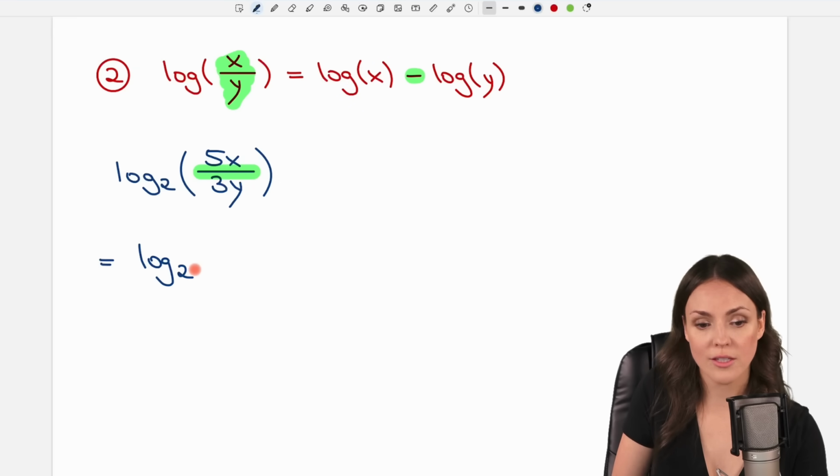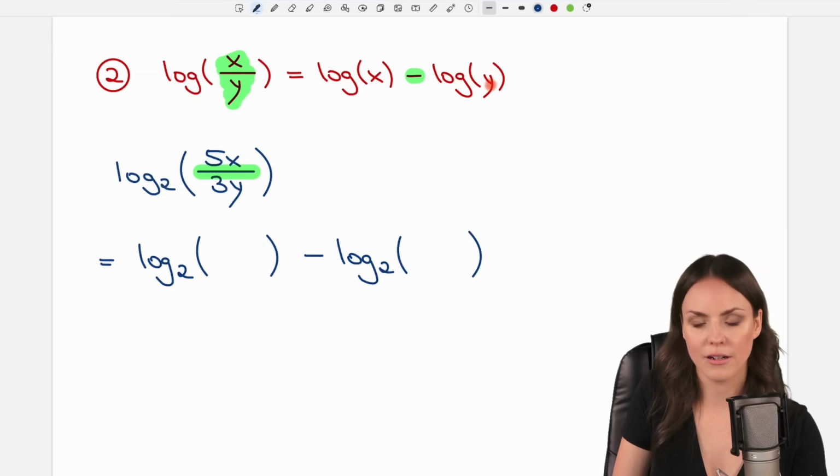So don't change the base, just write it down. And then we write a minus and write down the second log with the same base. We don't change the base. But what do we have in our logarithms now? In the first, we're going to have the numerator of our fraction.